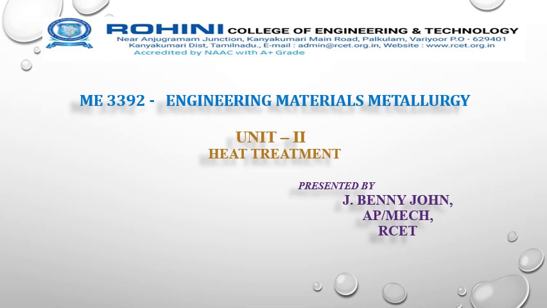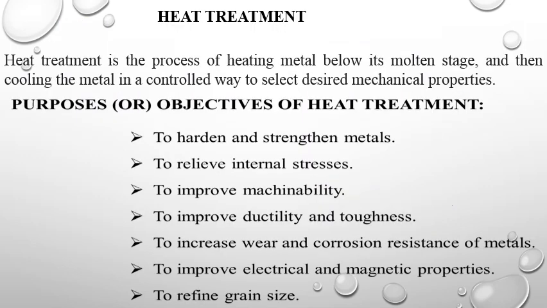Everyone, in Unit 2 we are going to see about heat treatment. In this chapter, first of all, heat treatment is a process of heating metal below the molten state and cooling the metal in a controlled way to achieve desired mechanical properties. What are the purposes of heat treatment?